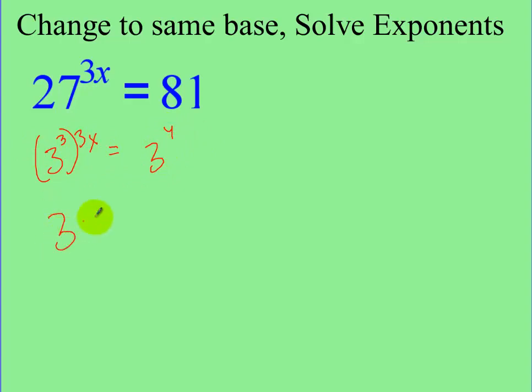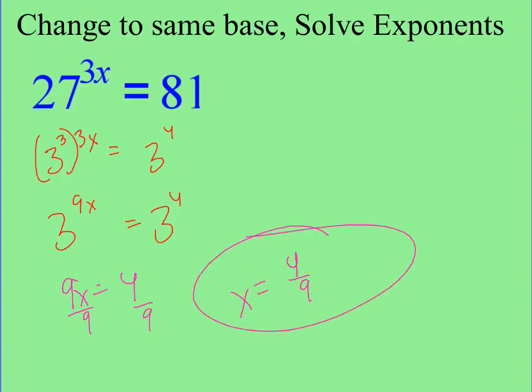Multiplying these exponents there, the 3 to the 9x power equals 3 to the 4th. Since they're the same base, I can just create an equation for the exponents. So 9x equals 4, and divide both sides by 9. My x equals 4/9. All right.